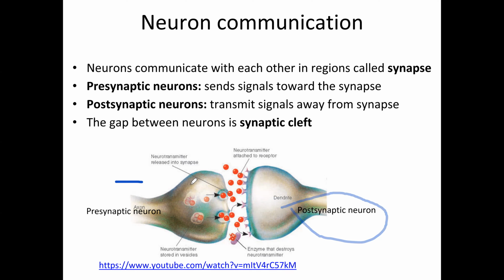That makes sense. So when an impulse goes towards the synapse, the neuron that sends signals toward the synapse is presynaptic, and then the signal will go away from the synapse, and this will be the job of the postsynaptic neuron. So presynaptic neurons send signals towards the synapse, postsynaptic neurons transmit signals away from the synapse, and this gap between two neurons is called the synaptic cleft. And these red structures here are chemicals called neurotransmitters that are released into the synapse.